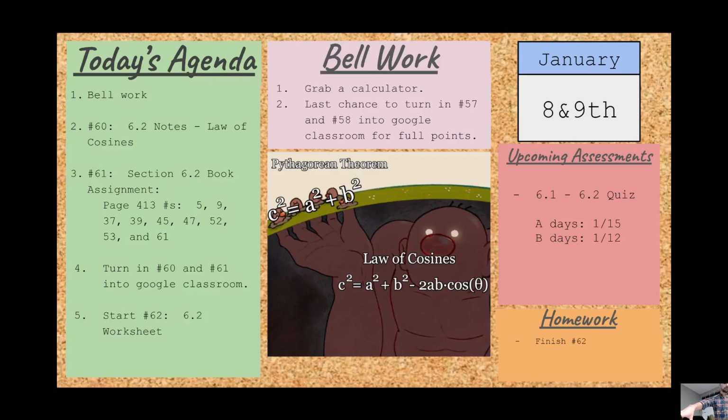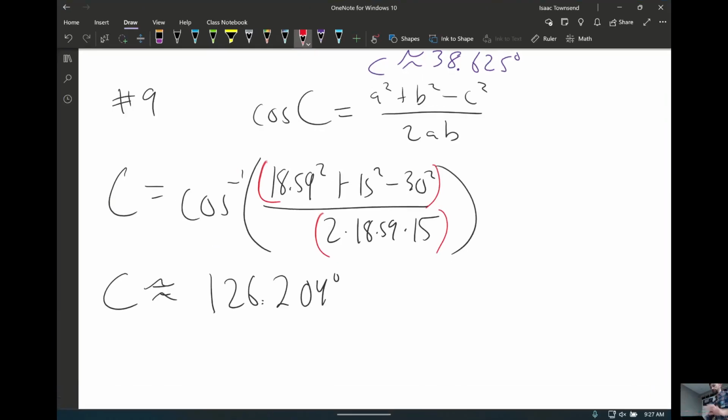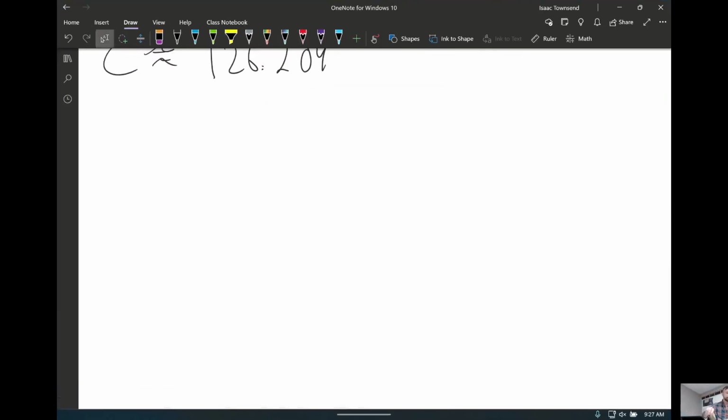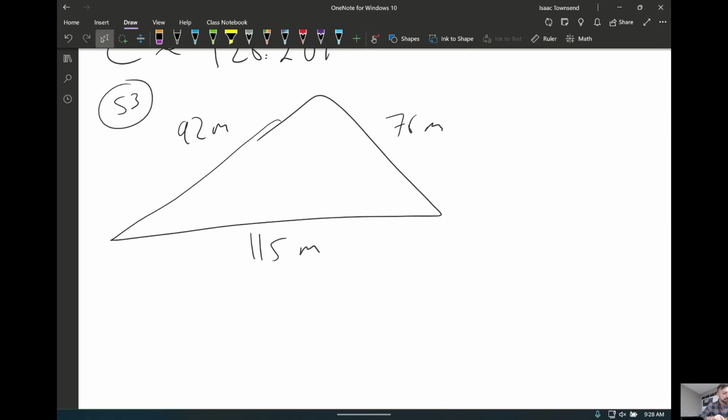Yeah. 53. Okay, 53. Triangular parcel of land is 115 meters, 76 meters, and 92 meters for the boundaries. What angle does the frontage make with the other two boundaries?